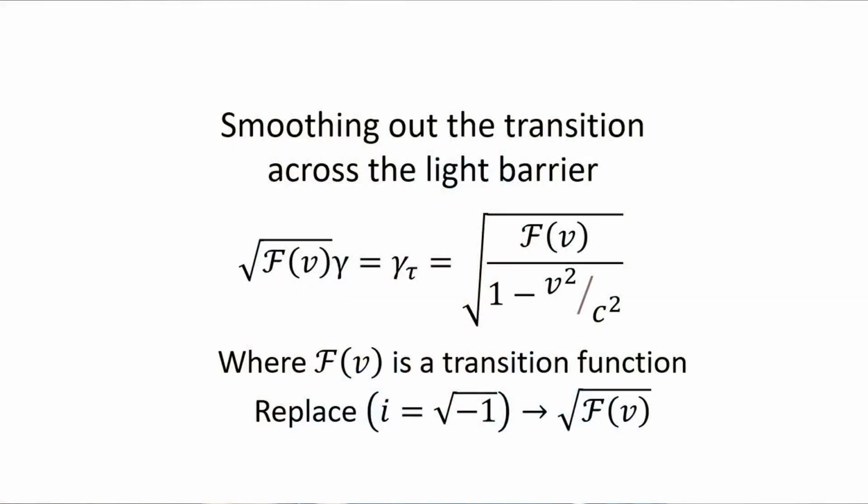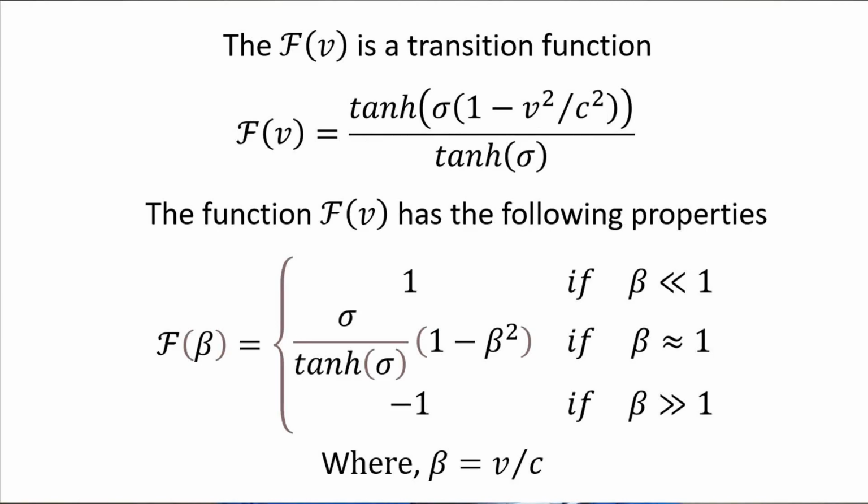And so we need a function that will smooth it out, that will allow us to easily transition from a sublight speed to a superluminal speed. And this can be done by replacing that imaginary number with what I call a transition function, which is just dependent on the velocity. Now, a real convenient one is to use the hyperbolic transition function. And it's basically a step function that starts out at +1 and then smoothly transitions to a -1.